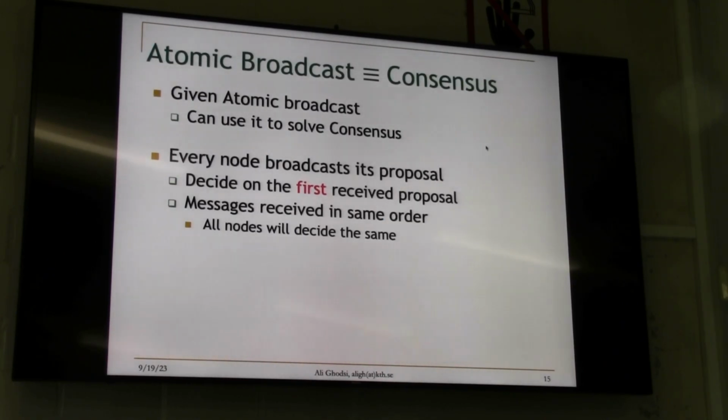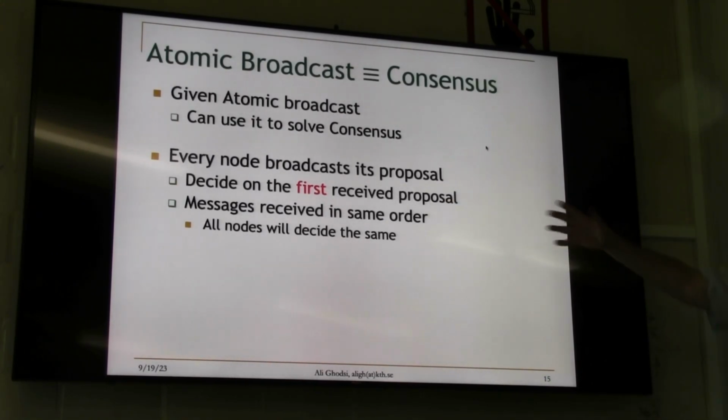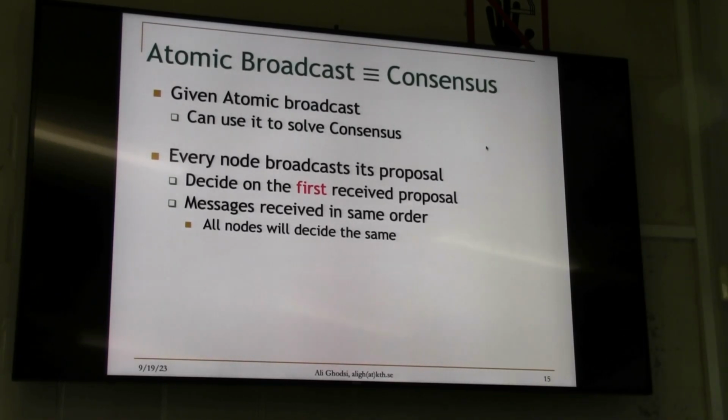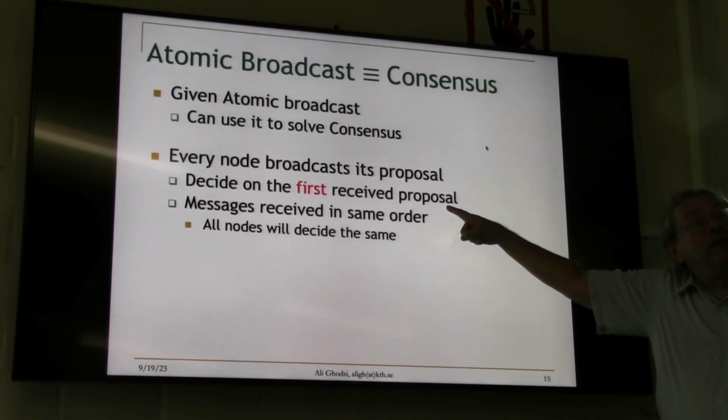Okay? Well, let me show you one direction. Every node broadcasts. So I'm assuming I have atomic broadcast implemented, and I can use it to build consensus. How do we do that? Well, every node broadcasts its proposal. Now we have to agree, but they will arrive in the same order. That means all the nodes will receive those proposals in the same order.